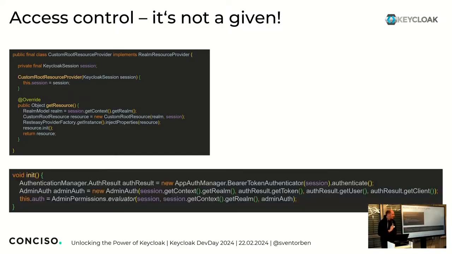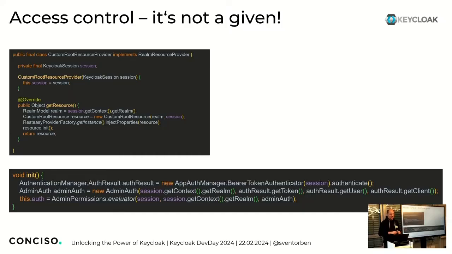So what does it look like? The first thing you can do in Keycloak is use the AppAuthManager. It has this BearerTokenAuthenticator. You just pass it a session and say authenticate. What it does is basically check your access token, so you don't have to implement anything yourself. It checks: is the token valid? What user is it? Signature checking, everything. And if you're not authenticated, it will just throw an exception. Done.